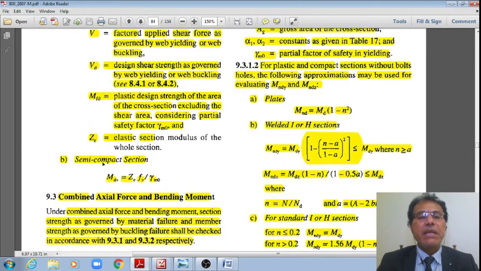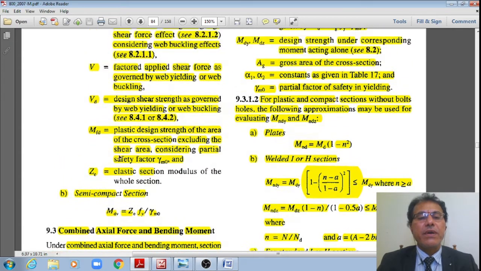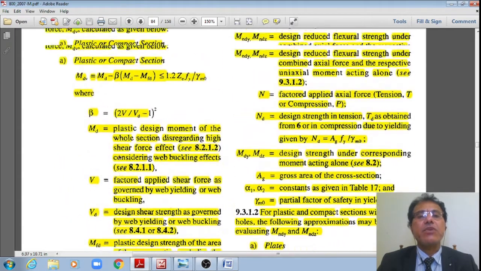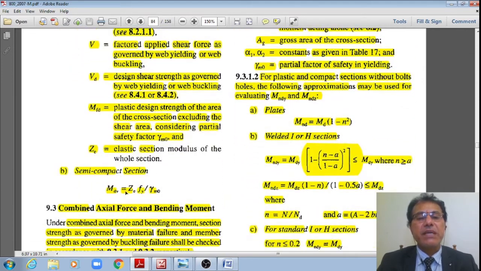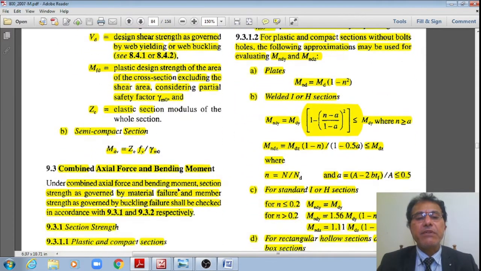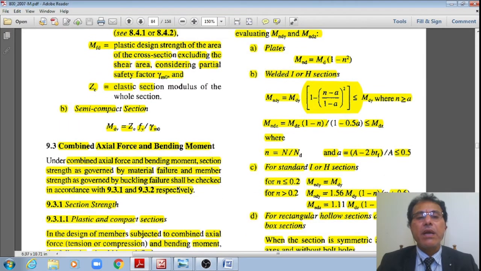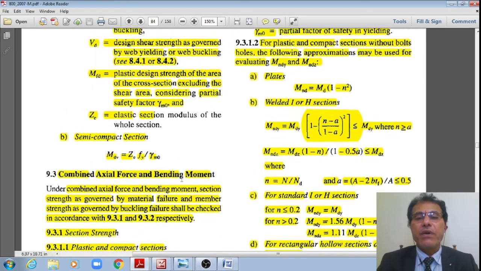However, this Mdv for the plastic section we have seen. That is for the plastic or compact section, that formula, whereas for semi-compact section Mdv is equal to Ze Fy divided by gamma M naught, right? That is how the formula is, students, right?